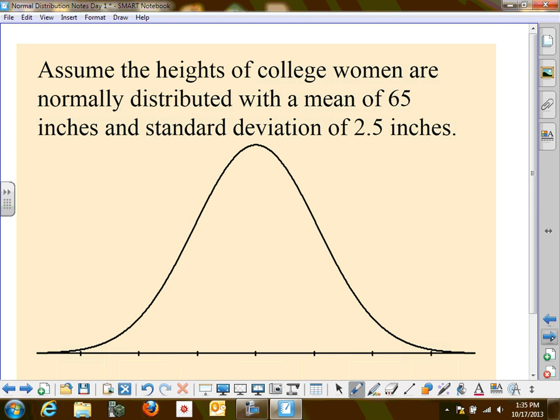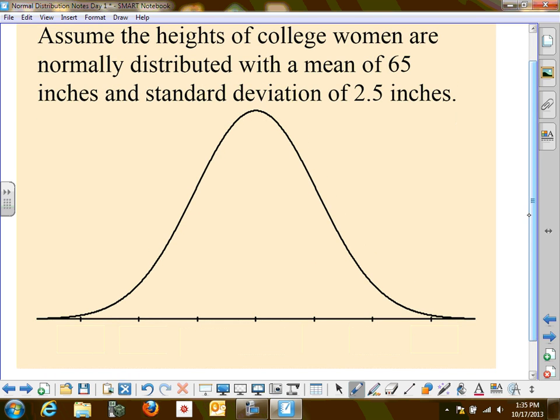Now, let's get into a real problem here. Assume the heights of college women are normally distributed. I would think that would be more likely than having data like this. I don't think this is reasonable for heights, that there's the same amount of people that are this tall as this tall and as this tall. So I think a normal distribution is more appropriate for the heights of people.